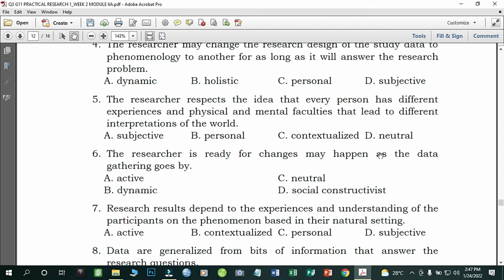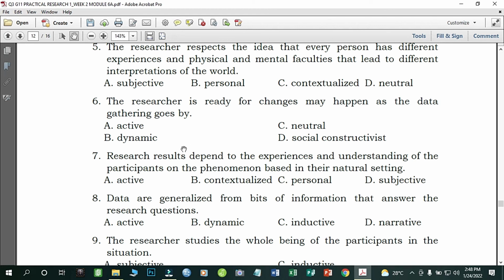Number 5, the researcher respects the idea that every person has different experiences and physical and mental faculties that lead to different interpretations of the world. A, subjective; B, personal; C, contextualized; D, neutral. Okay, the correct answer is A, subjective. Okay, number 6, a researcher is ready for changes that may happen as the data gathering goes by. A, active; B, dynamic; C, neutral; D, social constructivist. Okay, the correct answer is letter A, active.